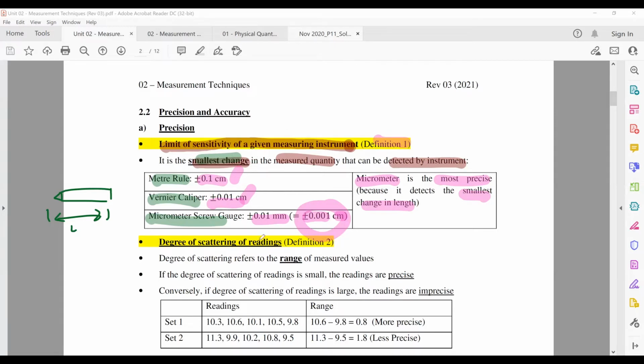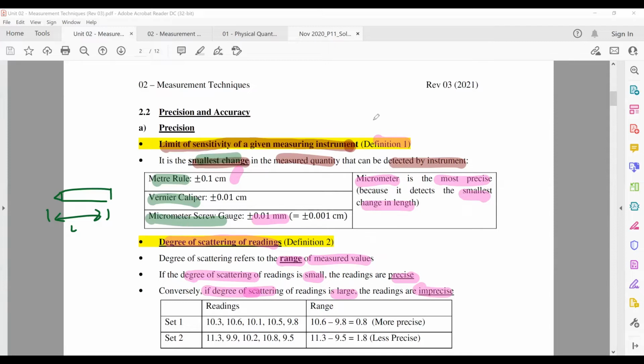Now, precision can also be applied to your readings. In the context of your readings, it refers to the degree of scattering of your readings. Your degree of scattering of readings is closely related to your range of measured values. If your range is larger, your degree of scattering is considered to be larger. So if your degree of scattering is small, we would say that your readings are precise. If your degree of scattering is large, we would say that your readings are imprecise.